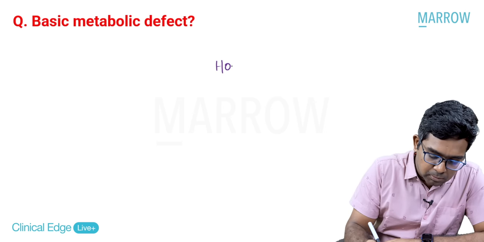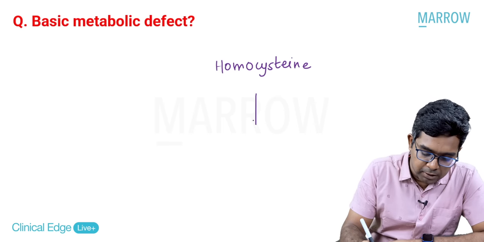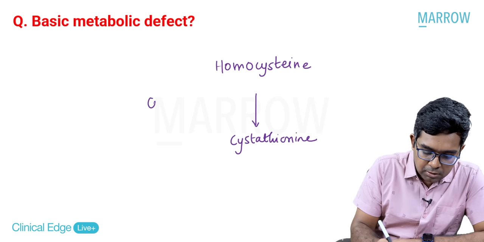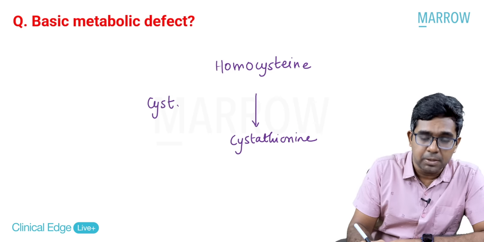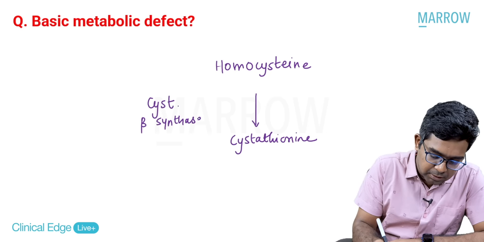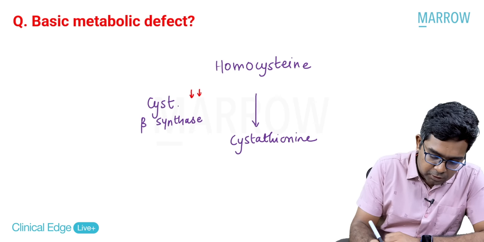Why does the homocysteine accumulate in the body? It is due to an enzyme deficiency. You all know that homocysteine normally should have been converted into cystathionine with the help of an enzyme called cystathionine beta synthase. Now in homocystinuria, there is a deficiency of this particular enzyme.